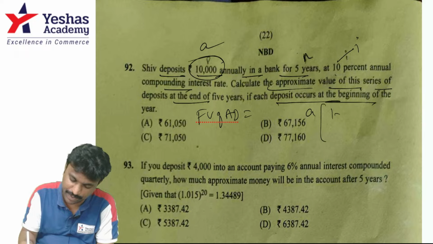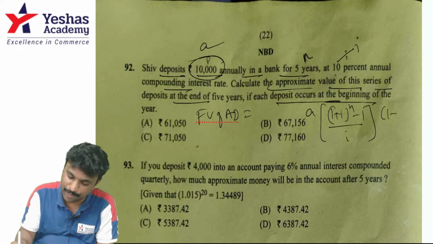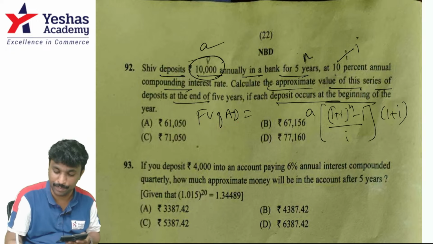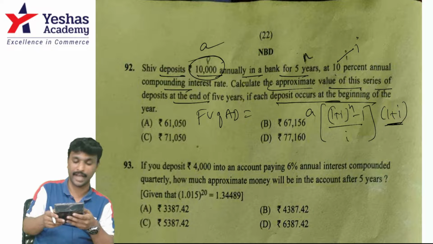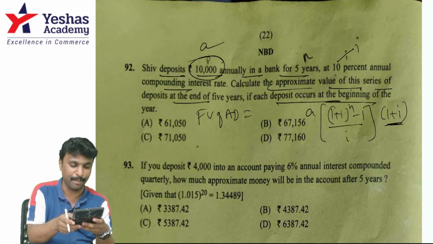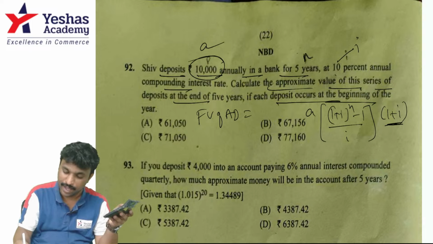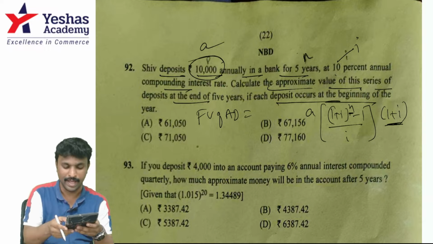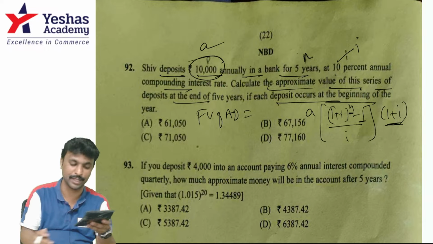A into 1 plus I whole power n minus 1 divided by I into 1 plus I. Guys, this 1 plus I, before raising the power, you store it because you need it once again for the calculation. So 1 plus 10%, store it by pressing M plus, raise the power to n, press into equal to 4 times. 1, 2, 3, 4. Why 4 times? Power is 5. Then do minus 1.